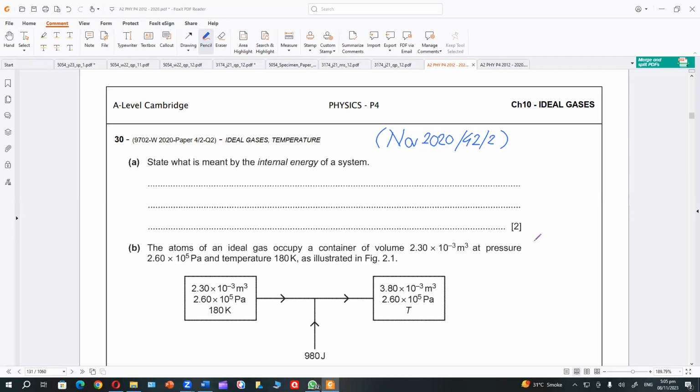kinetic and potential. So first you recall for the examiner that U is equal to EP plus EK at molecular level. This is the first point. Second point, random distribution. It is a random distribution.